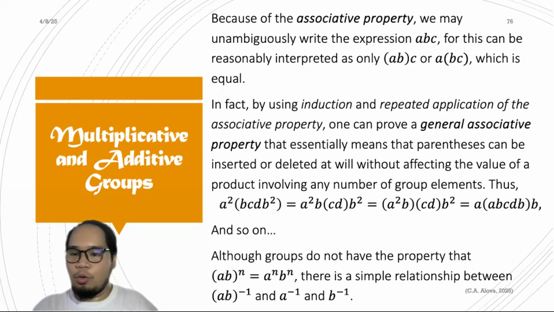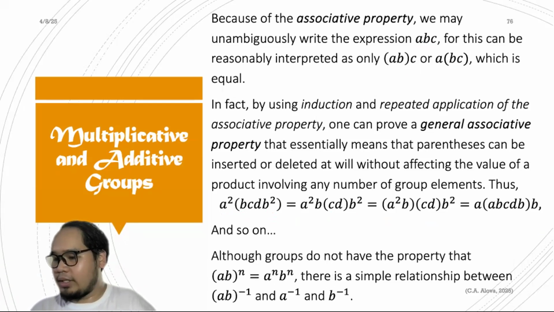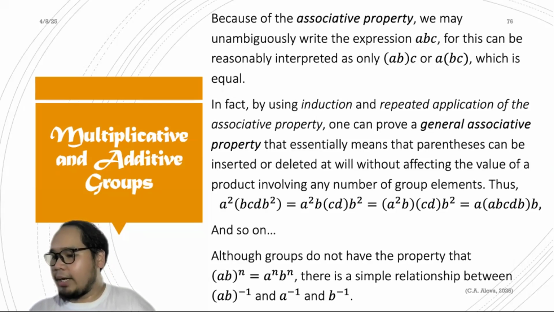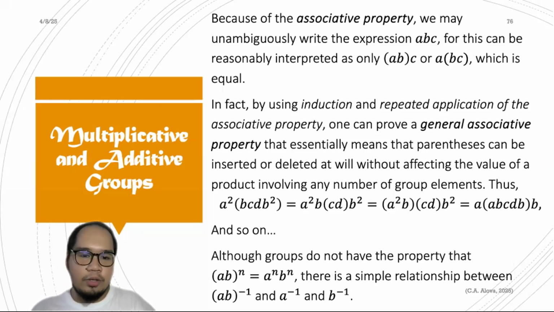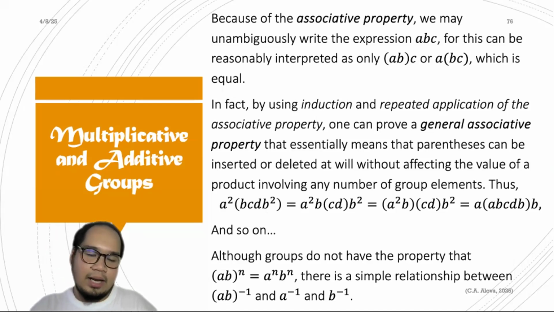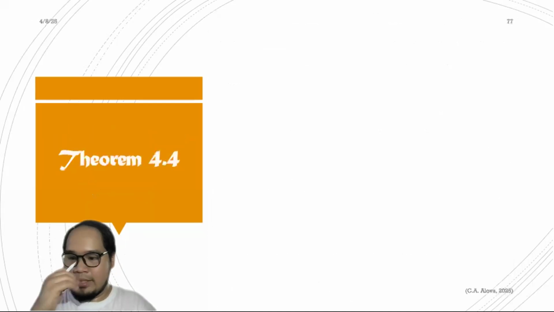So although groups do not have this property, as noted here, (ab)^n is not equal to a^n b^n, there's a simple relationship that follows. (ab) inverse is not equal to a inverse b inverse, but it is related. We'll end this video with Theorem 4.4, the Socks-Shoes property.